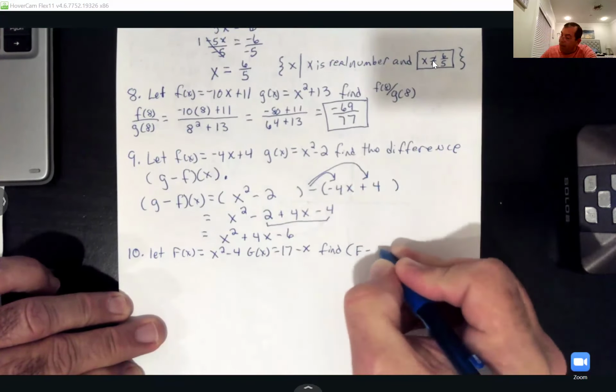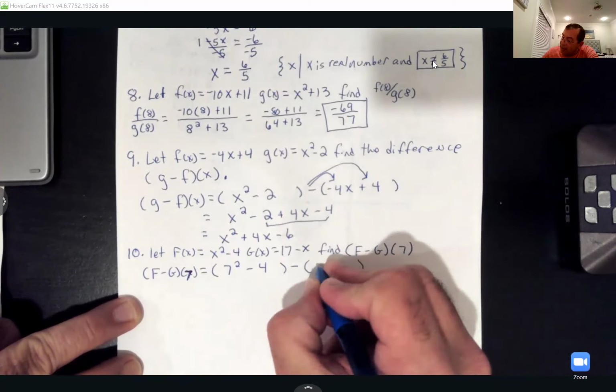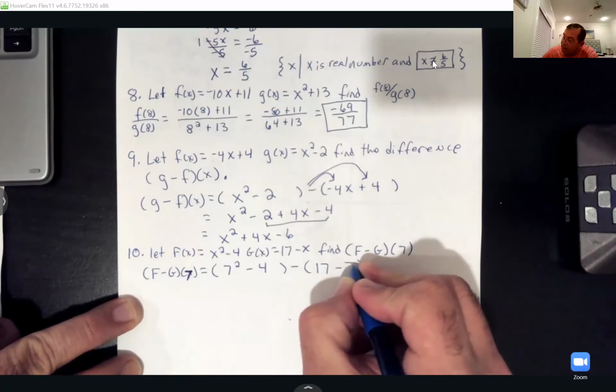So f minus g of x will equal our f minus our g. And remember, whoops, this is a 7 here, my bad. So that's f minus g of 7. So when I put the f in, I'm putting a 7 instead of the x. That'll give me 7 squared minus 4. Same thing with g. When I put it in, I'm putting a 7 in place of that x. So this will be 17 minus 7.